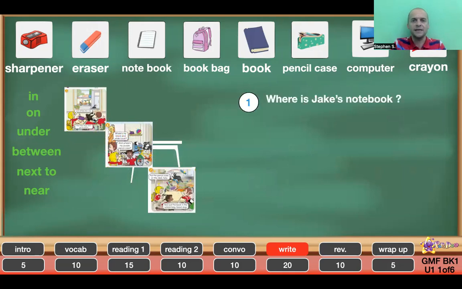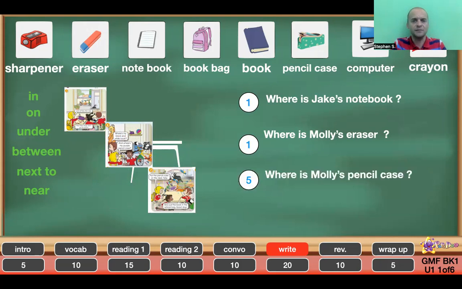Then I'm going to write down the question for each particular panel. Boys and girls, for panel number 1, where is Jake's notebook? And the kids will then say, Jake's notebook is on the table. Good. Panel number 1, where is Molly's eraser? Molly's eraser is on the table. Or if you want to teach "on the table too," then you're free to extend that grammar as well. Boys and girls, number 5, take a look at panel number 5. Where is Molly's pencil case?